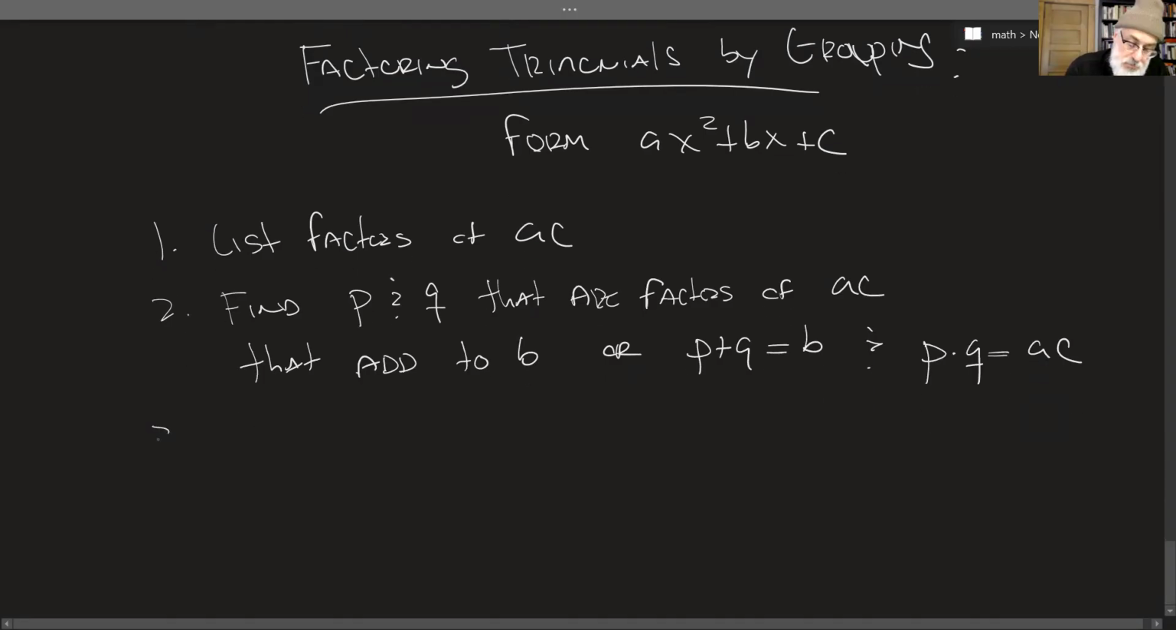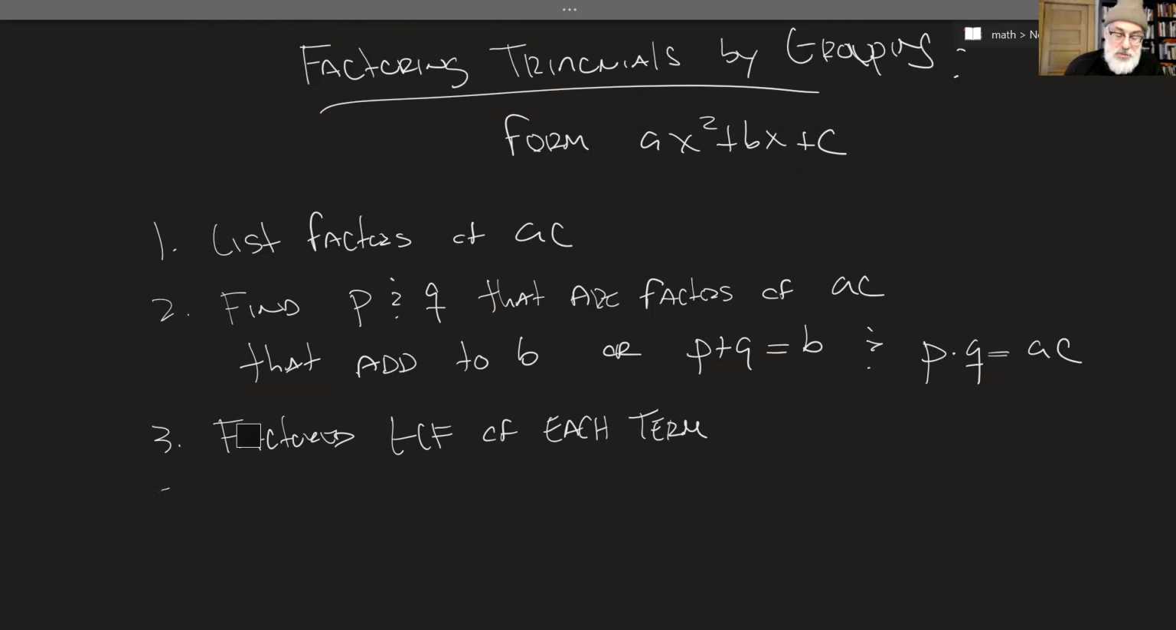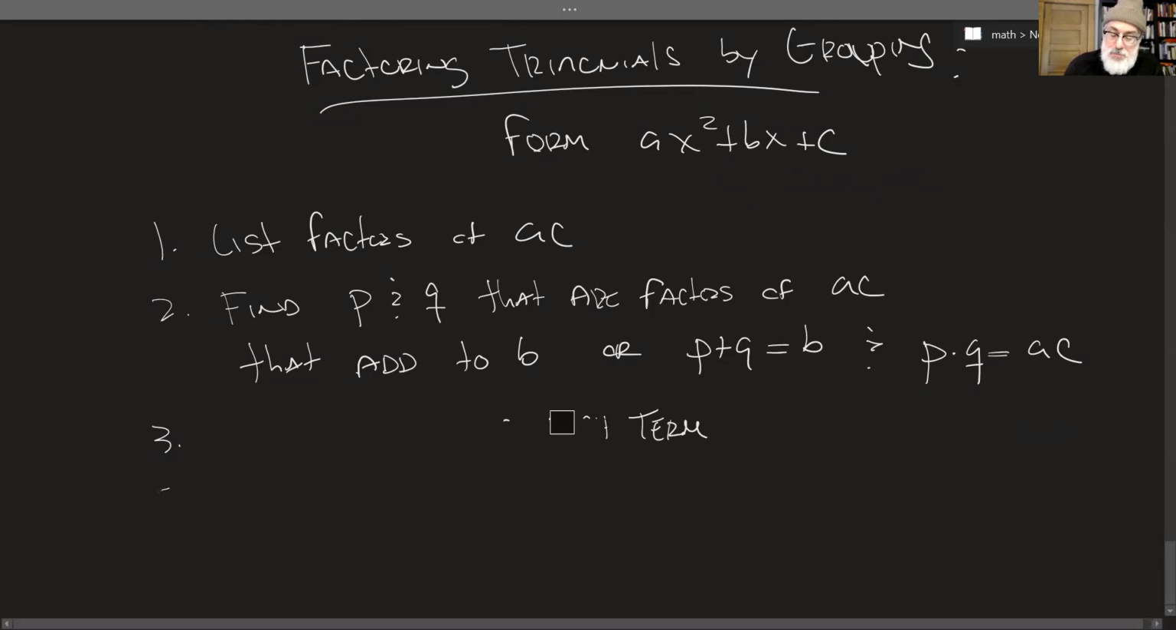The third thing we did was we factored the GCF of each term. Well, nope, I skipped a step, didn't I? The third one is where we have to group these. So we rewrite as ax squared plus px plus qx plus c.